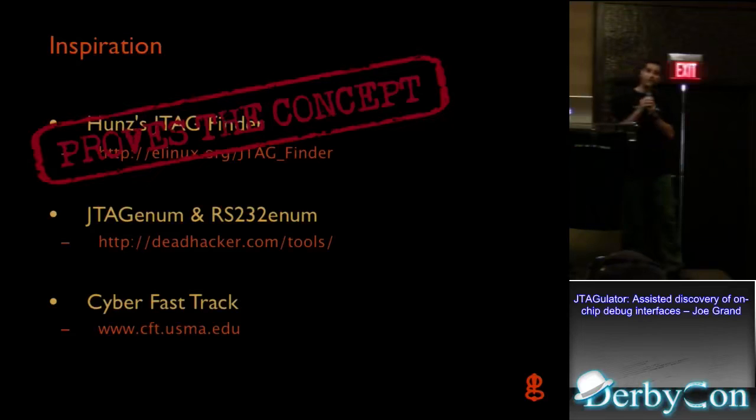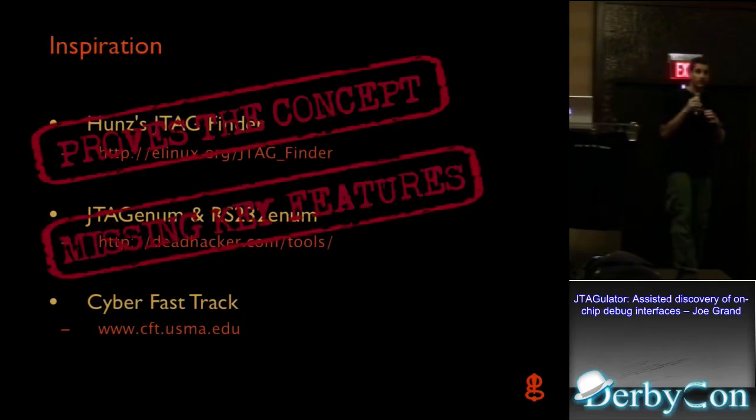So after I saw that, I was like, that's pretty cool. So I did some research online and came about the JTAG enum and RS-232 enum projects that were done by a guy named Dead Hacker. And he had basically taken Hunz's work and refined it a little bit into an Arduino platform. So slightly more usable, but I thought it was kind of missing some key features, mainly input protection, adjustable voltage levels for the target circuit board, and just stuff that I would personally want to use. And since I'm not really an Arduino person, I was like, okay, I'm going to try to make something that I would want to use and that I would be able to recommend to people.